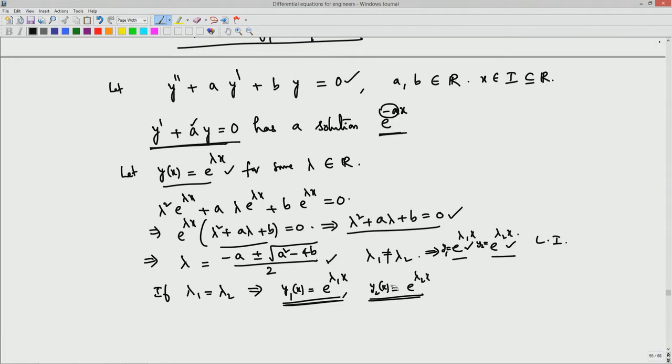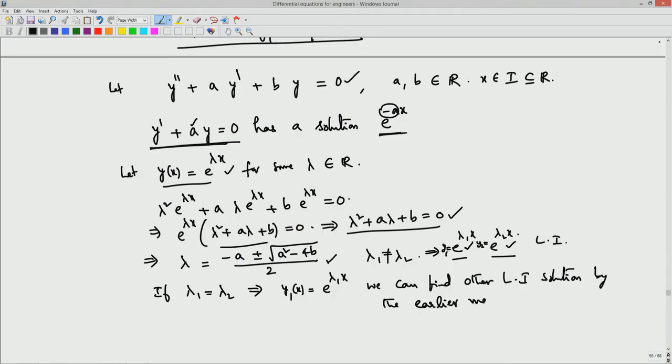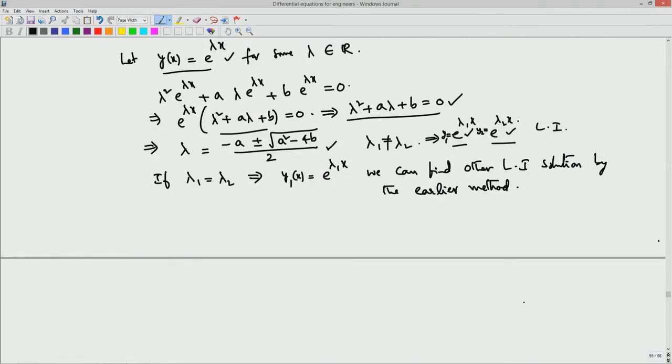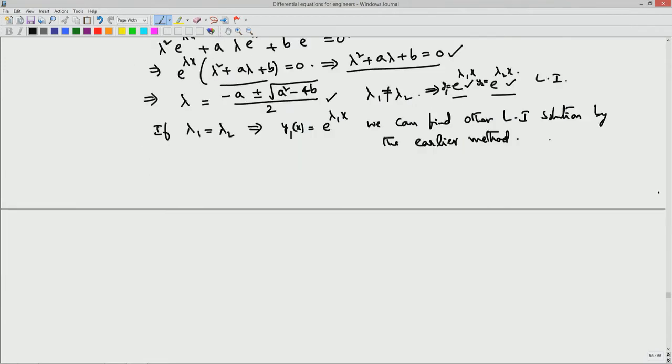So, this we do not take as y2. This is your y1. So, we can find the other linearly independent solution by the earlier method. Using Abel's formula you can find the other solution. So, these are the only two parts you have. Let us do some examples.